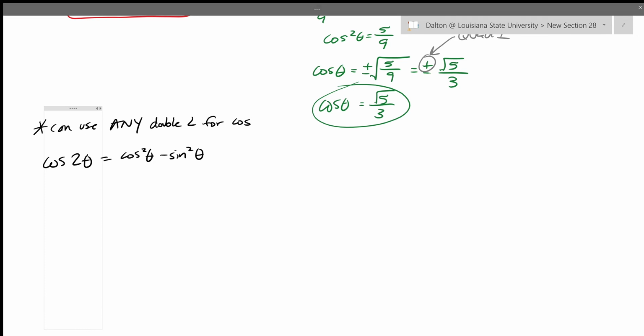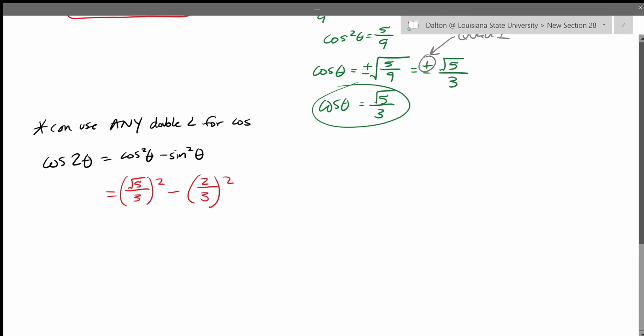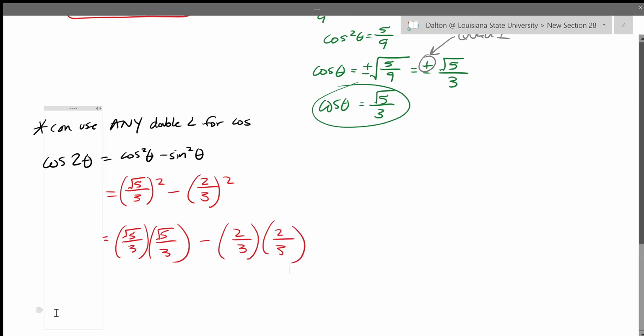Now, like I just said, I know both cosine and sine. So if I want to find the cosine of 2 theta, we know that the cosine is square root of 5 over 3 squared minus, we know the sine value was given to us in the problem, 2/3 squared. And that's it for substitution. And then all we have to do is simplify this. Now, when you simplify this, you've got to be careful. Remember, something squared is just that thing times itself, right? So this is the square root of 5 over 3 times the square root of 5 over 3. And I know some of us are terrible with fractions, so I'm just going to write this one out to make sure we're understanding that simple math.